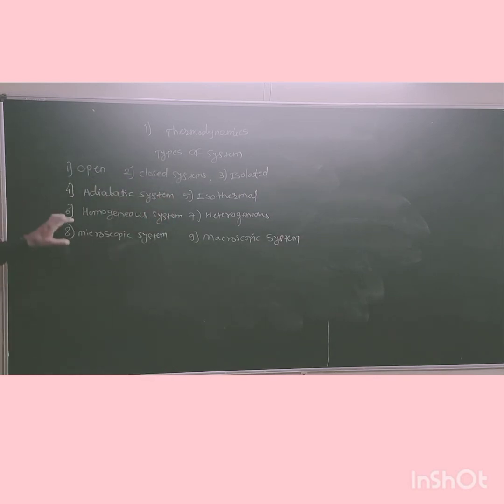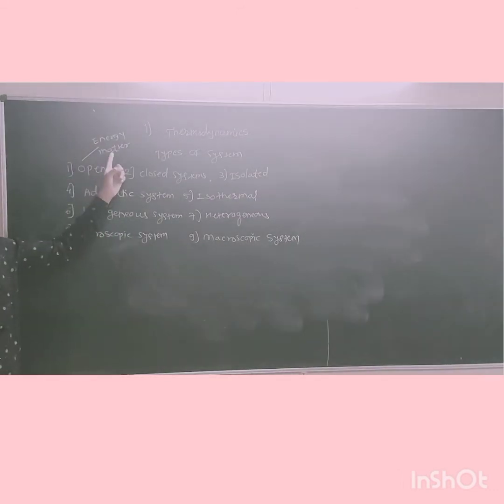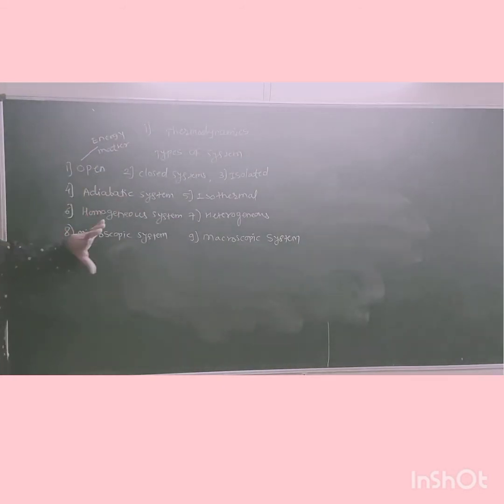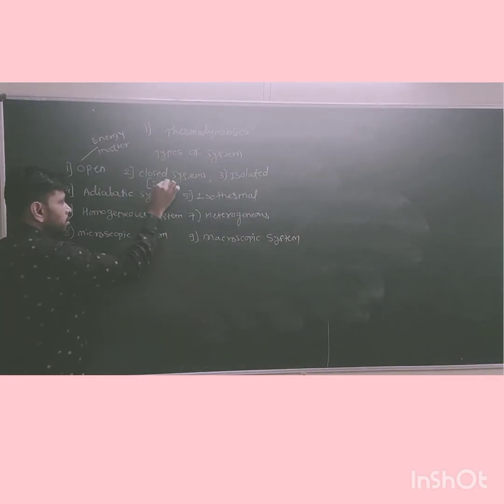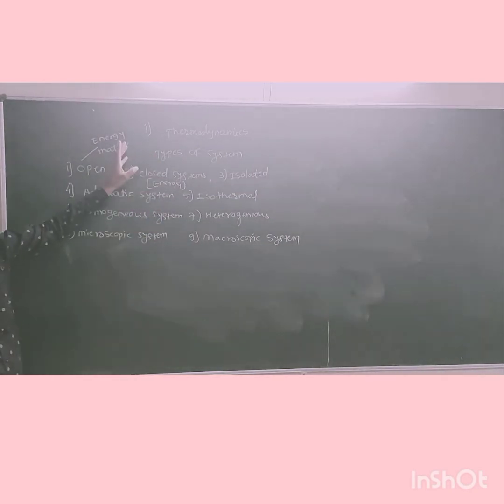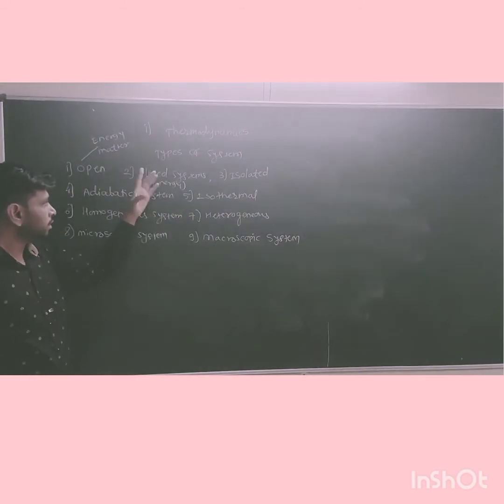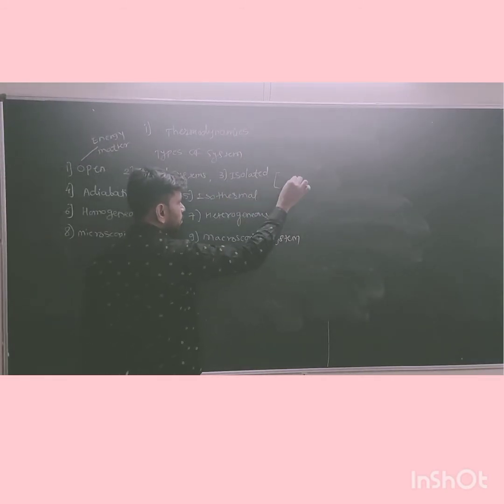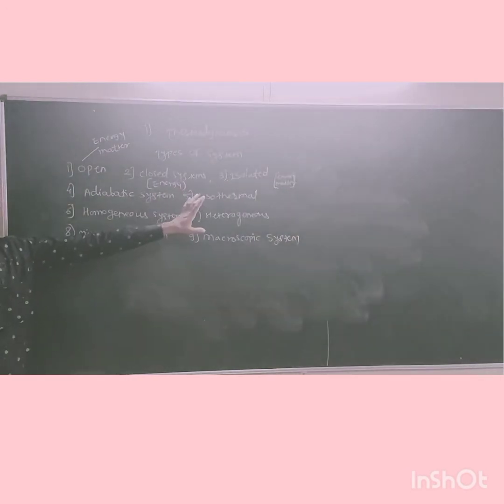See one by one. What is an open system? The system which exchanges both energy and matter with the surrounding. Second is a closed system. A closed system exchanges only energy with the surrounding, and not matter. An isolated system neither exchanges energy nor matter with the surrounding, so it is totally isolated.